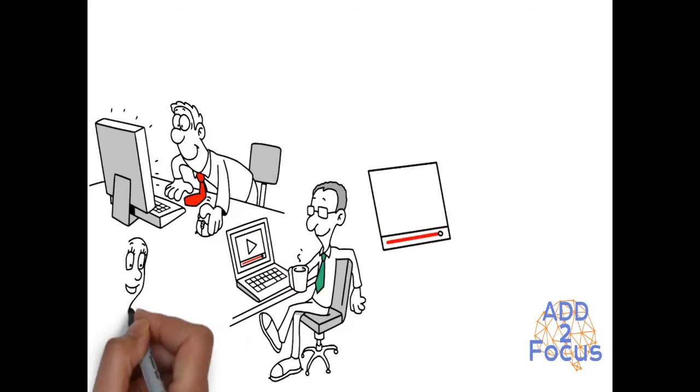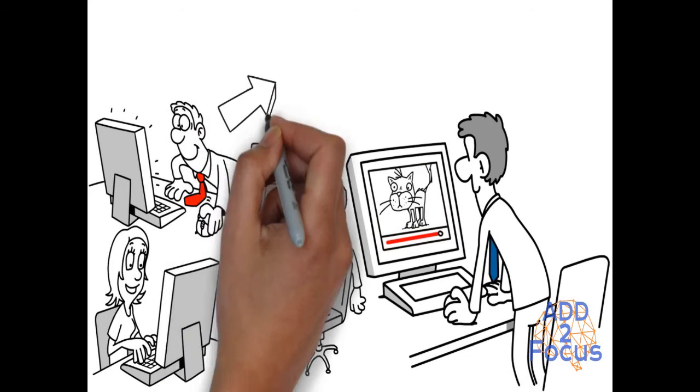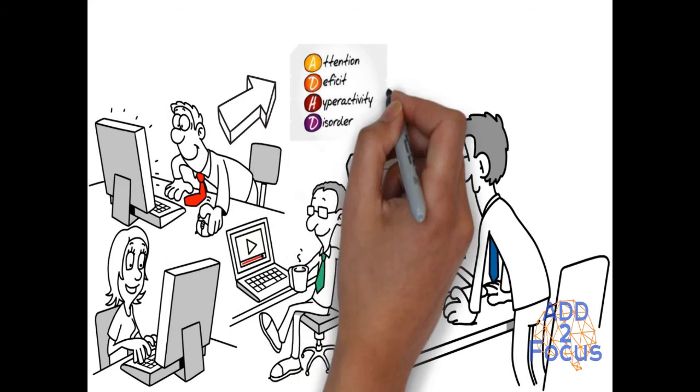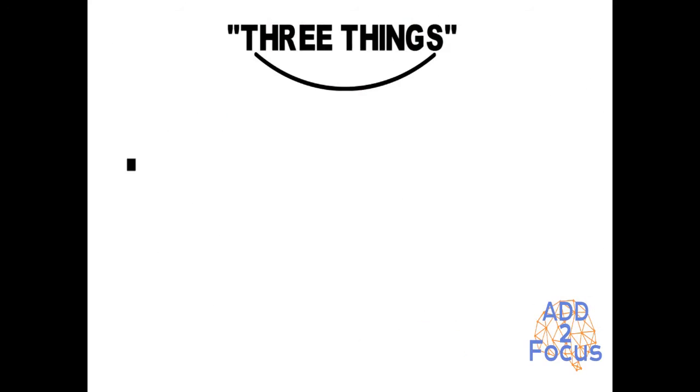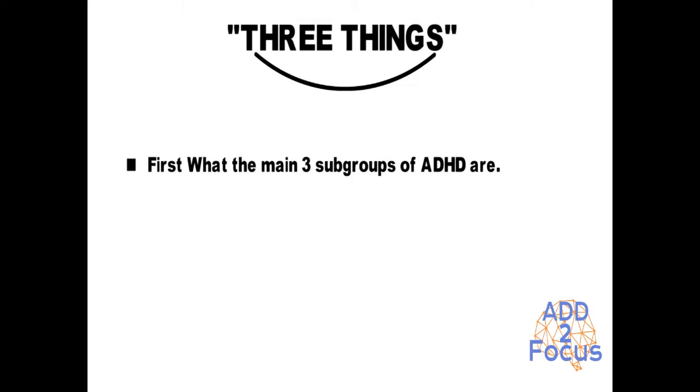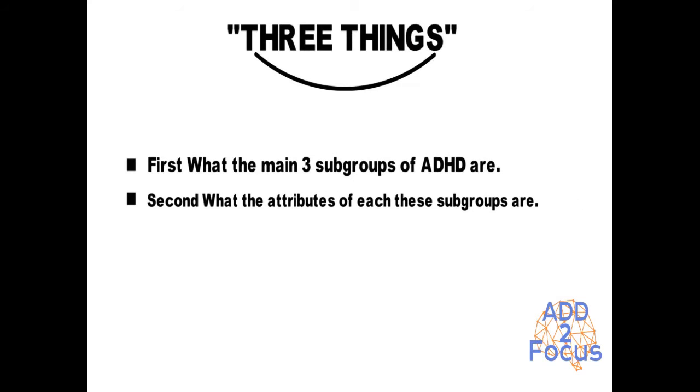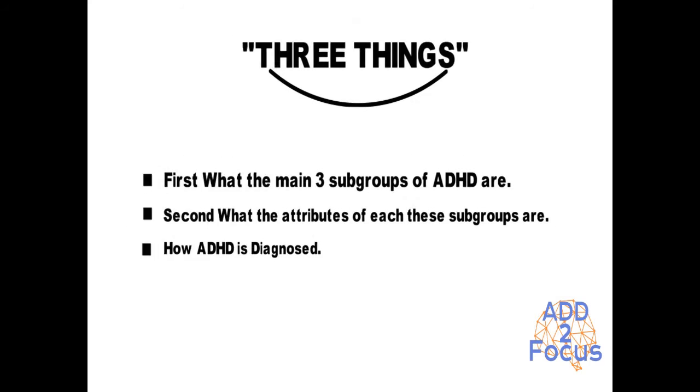If you clicked on this video, there's a good chance that you suspect that you or someone close to you has ADHD. To find this out, we need to know three things. First, what the three main subgroups of ADHD are. Second, what the attributes of each of these subgroups are. And last, how ADHD is diagnosed.